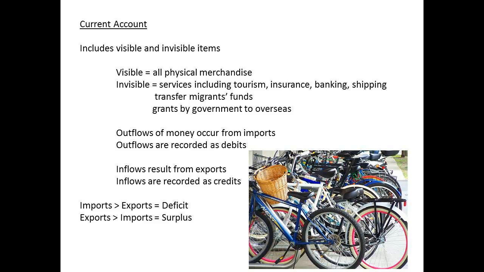The visible trade is simply those exports or imports that have physical characteristics. They represent goods rather than services or transfers. The invisible trade includes services such as insurance and banking, but also flows due to tourism and any transfer of funds from migrants. An outflow, an import, is recorded as a debit. An inflow, that's an export, is recorded as a credit.